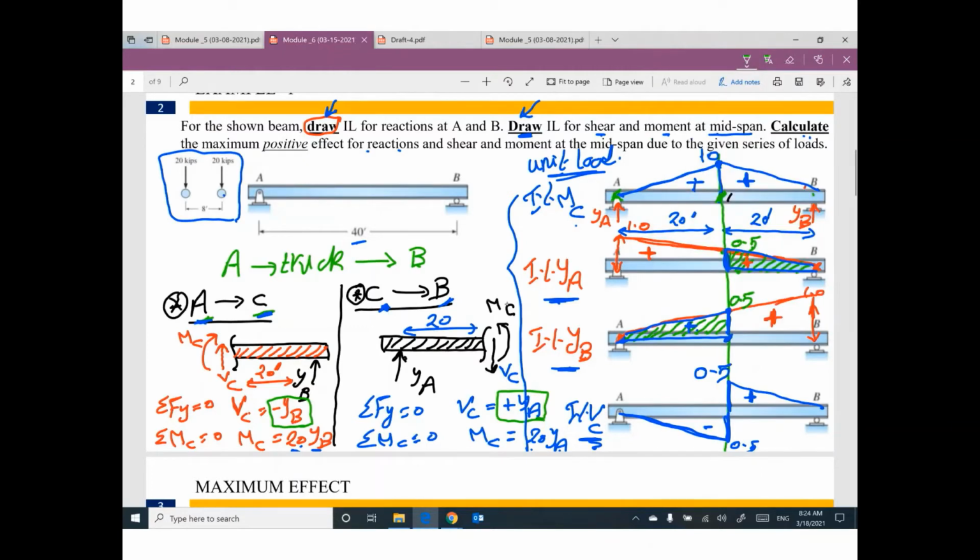We have a truck, looks like this. This truck has two concentrated loads because we have two axes of wheels. The first wheel or the front one with 20 kip, the rear one with 20 kip. The distance in between is 8 feet. Can you tell me how can I put this truck on this bridge to get the maximum positive effect for reaction YA?